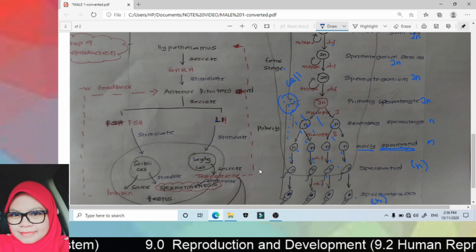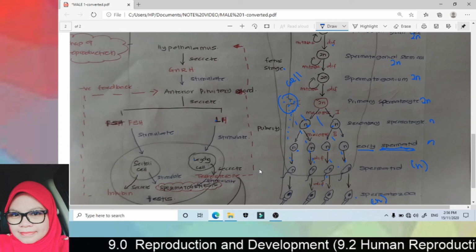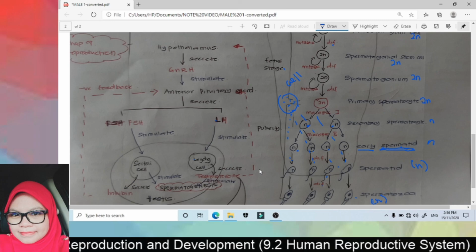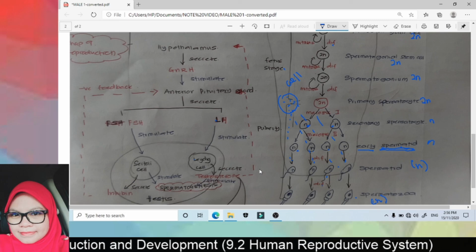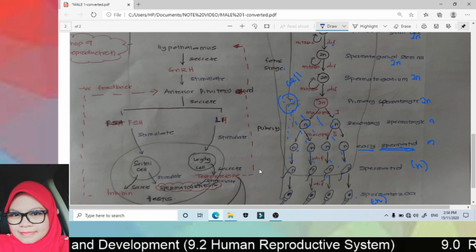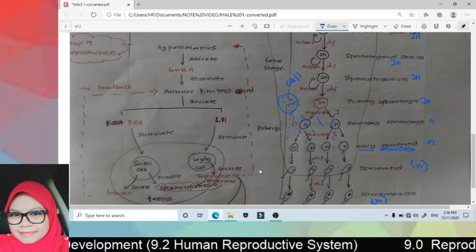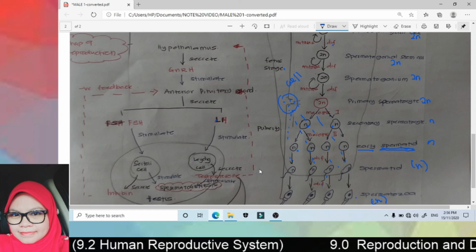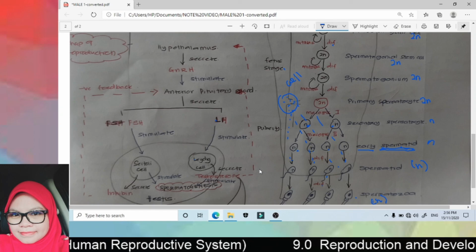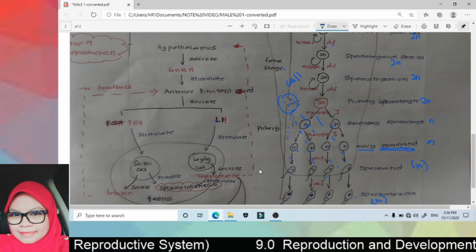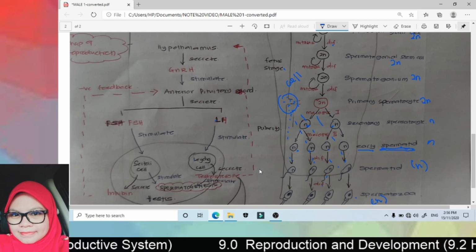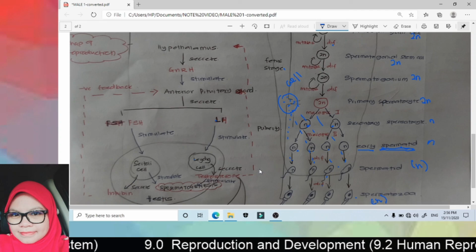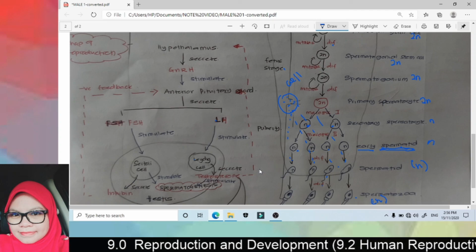Okay, and this testosterone also will stimulate spermatogenesis. So spermatogenesis pun berlaku dengan rate yang tinggi, dengan kadar yang tinggi. Tetapi our body dia pandai, okay? Dia tak akan biarkan spermatogenesis itu berlaku dalam kadar yang tinggi setiap masa. So untuk kawalan ada kaedahnya yang dipanggil sebagai negative feedback.